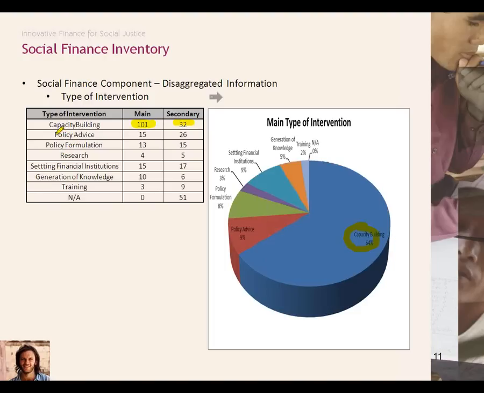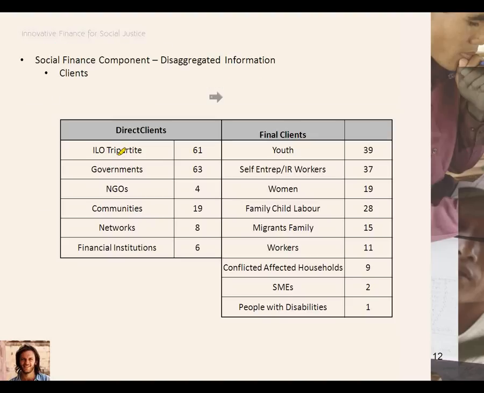Then we see other types of intervention, like policy advice, that is mainly linked with remittances, and, for example, policy formulation that is used by many units. Let's continue moving, and now let's talk a little bit about the clients.